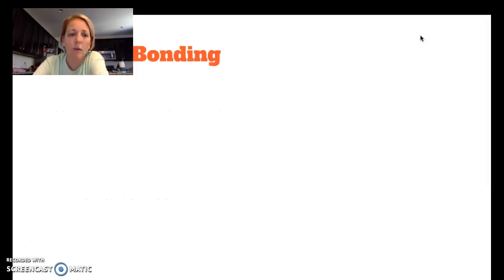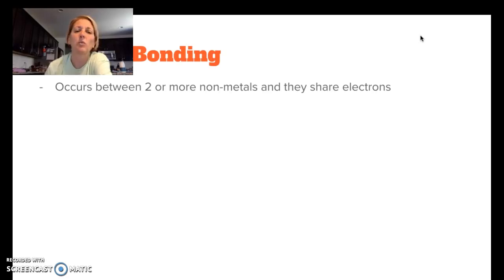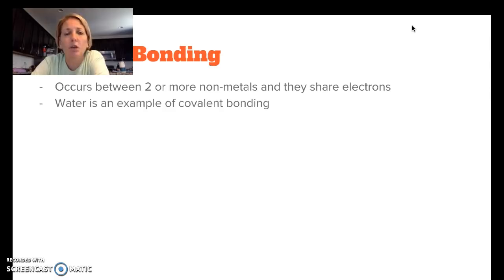Our next one is covalent bonding. Covalent bonding occurs between 2 or more nonmetals, and they don't give up electrons, they actually share. Those nonmetals are those elements on the right-hand side of the periodic table. Water is a great example of covalent bonding. So let's take a look at how water bonds to be covalent. First of all, you have 1 oxygen in the compound H2O. Oxygen is in column 16, which means it has 6 valence electrons. Remember it's trying to get to 8. Hydrogen has 1 valence electron each, and in the compound H2O, that 2 signifies there are 2 hydrogen atoms.